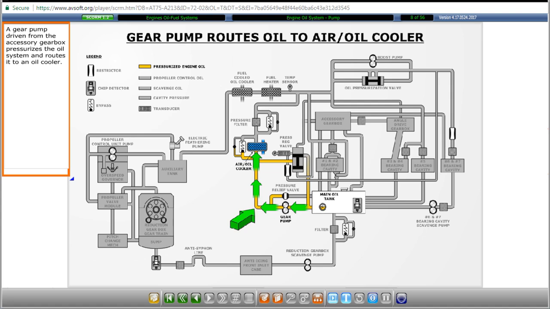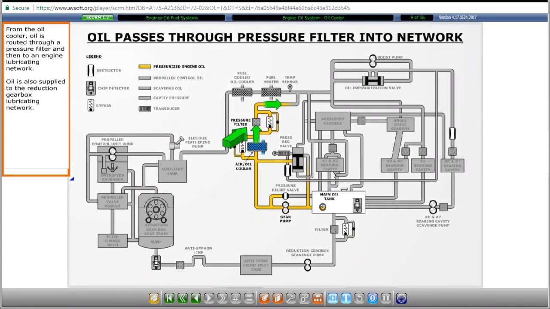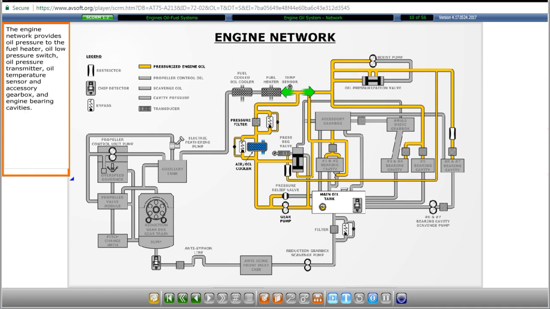A gear pump driven from the accessory gearbox pressurizes the oil system and routes it to an oil cooler. From the oil cooler, oil is routed through a pressure filter and then to an engine lubricating network. Oil is also supplied to the reduction gearbox lubricating network. The engine network provides oil pressure to the fuel heater, oil low pressure switch, oil pressure transmitter, oil temperature sensor, accessory gearbox, and engine bearing cavities.